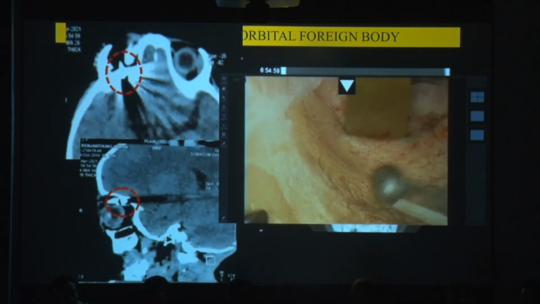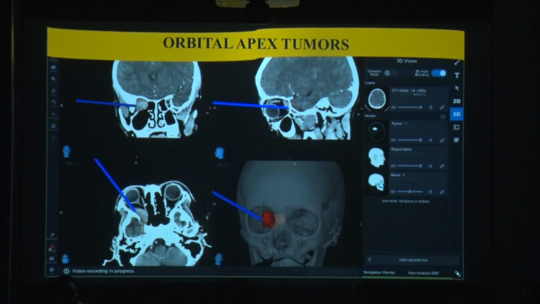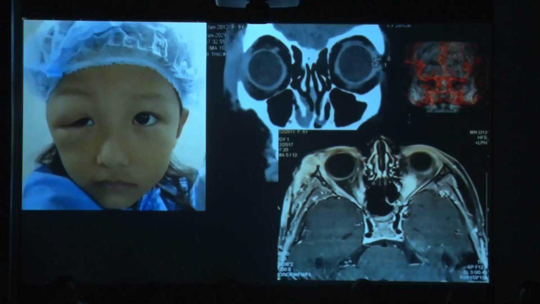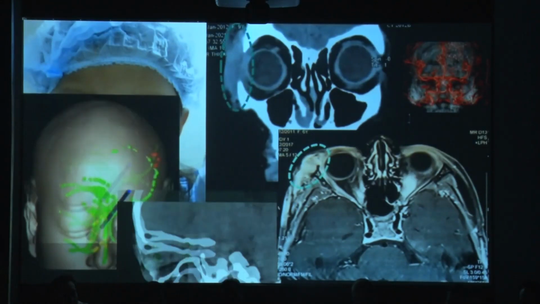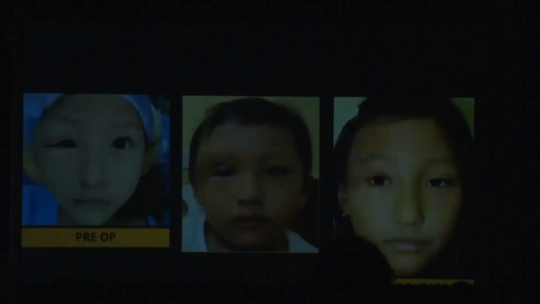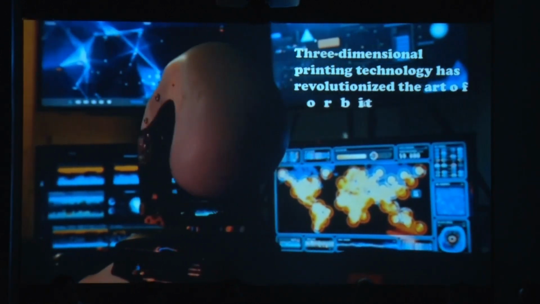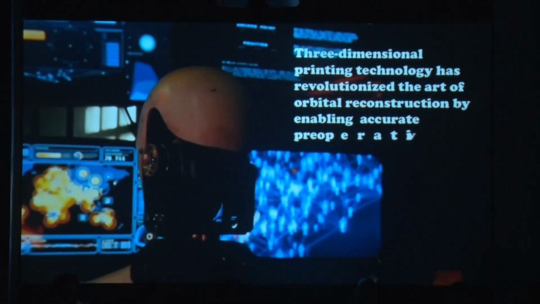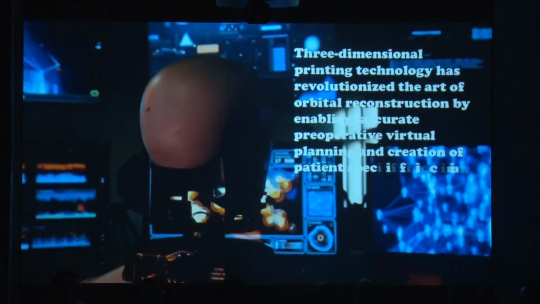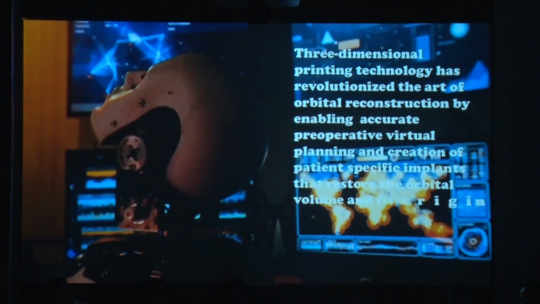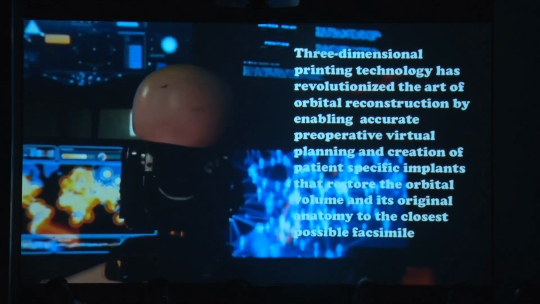Navigation technology finds its use in orbital apex tumors, where it can aid in accurate target localization with precise tumor margin delineation, along with careful avoidance of untoward vascular trauma at the time of resection. Three-dimensional printing technology has revolutionized the art of orbital reconstruction by enabling accurate preoperative virtual planning and creation of patient-specific implants that restore the orbital volume and its original anatomy to the closest possible facsimile.